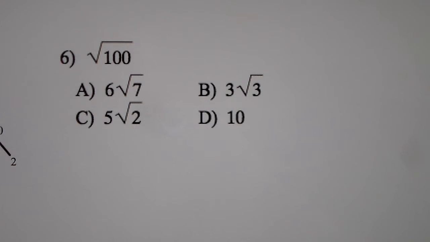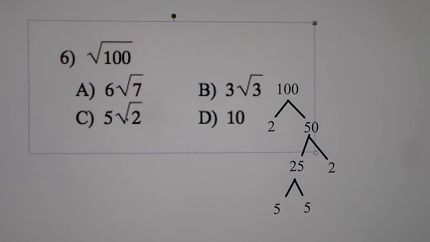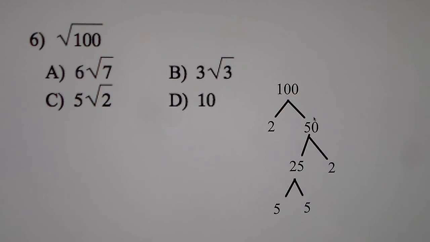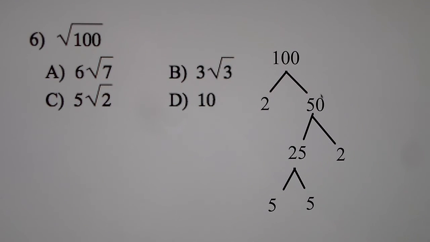Alright, looking at 100. We know 100 divided by 4 gets us 25. We know 100 divided by 2 gets us 50. So there's multiple different ways we could approach this one. I like always dividing by 2 if it's an even number, so that's how I did it here. So I got my 100, and divided it by 2, so I got 2 and 50.